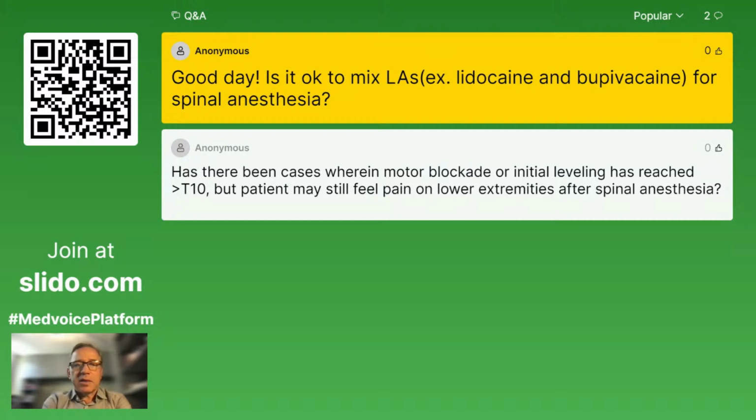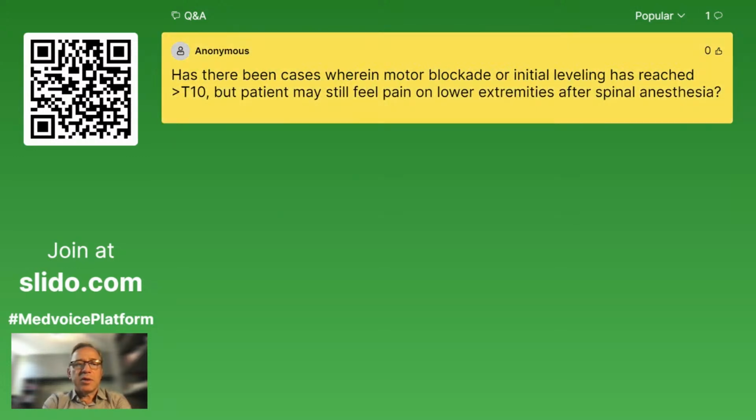Has there been cases wherein motor blockade or initial leveling has reached more than T10, but the patient may still feel pain on lower extremities after spinal anesthesia? This will be extremely rare and extremely unlucky. But I had a case like this many years ago in an obstetric patient who had epidural for labor, which was then topped up by myself and another colleague. We were together there because the patient was complex with obesity and so on.